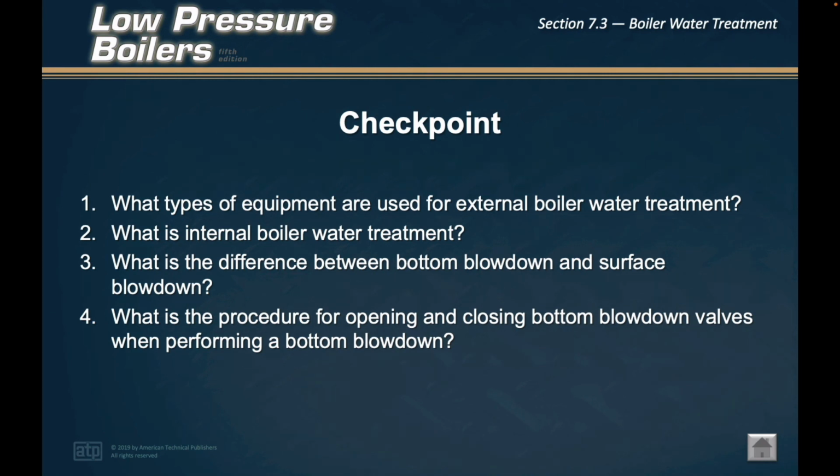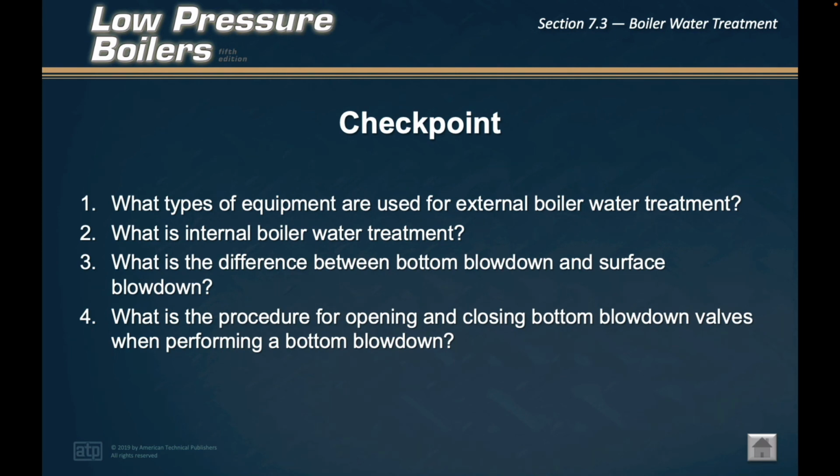Number 3, what is the difference between bottom blowdown and surface blowdown? A bottom blowdown is performed regardless of whether or not continuous blowdown is employed. Continuous blowdown is performed for the purpose of removing total dissolved solids, TDS, or other impurities that have concentrated near the surface of the boiler water. Maybe you have a foaming issue. Foaming would be caused by oil getting into your boiler water. And you would want to remove that to give yourself an accurate water level reading.